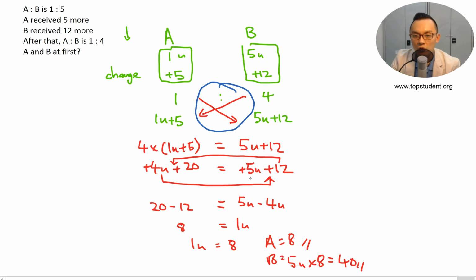So if I want to bring my 4u over, put a plus sign over here. When I carry over, I know that it becomes minus. Put a plus sign in front of my 5 as well, just to make sure I know that it's a plus. My 12 goes over, becomes negative, so it becomes 20 minus 12. So 1u is 8, and A is 1u, so A is 8. B is 5u, so B is 40.